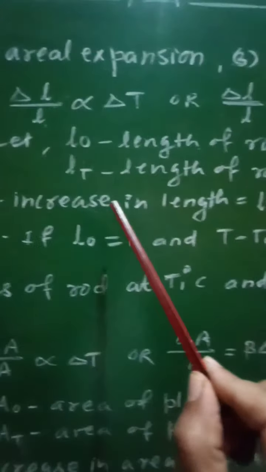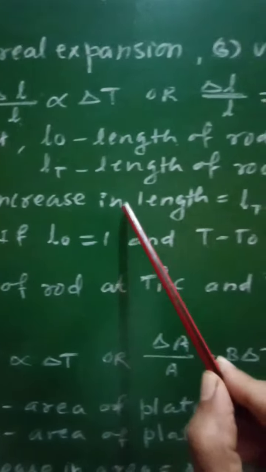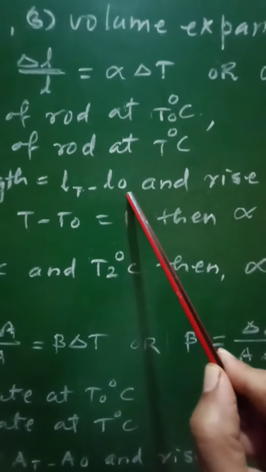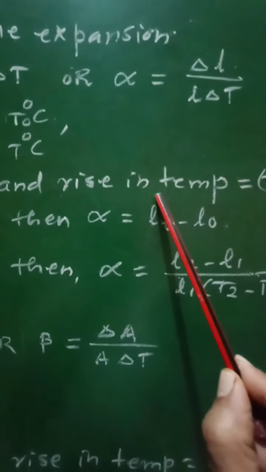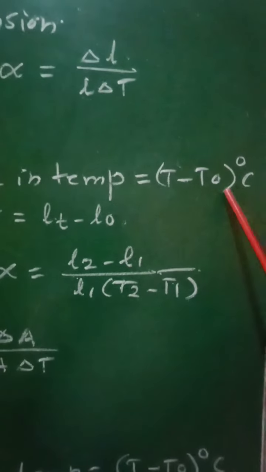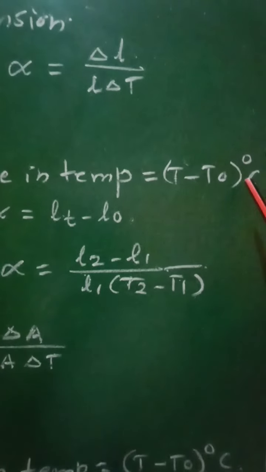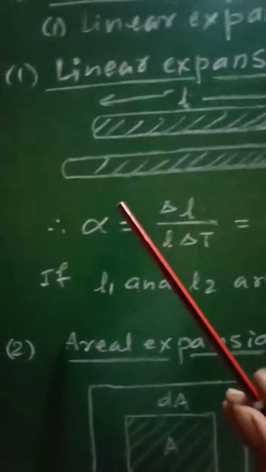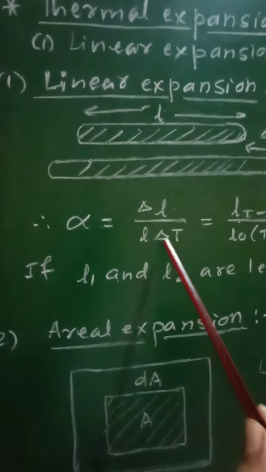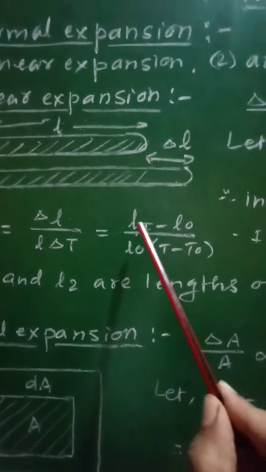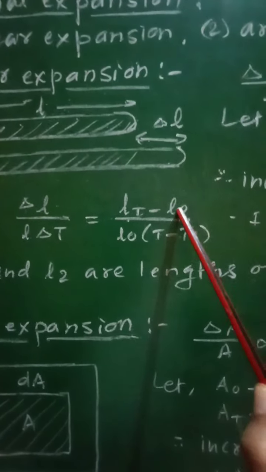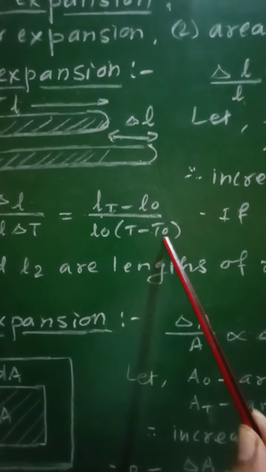Therefore, the increase in length of that rod will be equal to LT minus L0, and the rise in temperature of that rod will be equal to T minus T0 degrees Celsius. Therefore, the coefficient of linear expansion alpha will be written as alpha equal to delta L upon L into delta T, which is equal to LT minus L0, because this delta L, that is change in length, is LT minus L0, upon L0 into T minus T0.